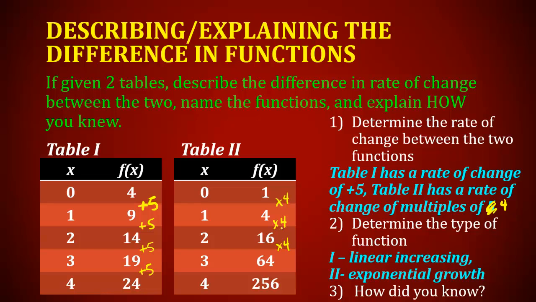And how did you know? Well, in table 1, as x increases by 1, f of x increases by a constant amount. For table 2, we knew it was exponential because as x increases by 1, the f of x increased by a multiple of 4, rather than just increasing by a constant amount. That's what you would write down, because you've got to make sure you have all three of these components to your answer. I only showed two, I discussed the third. But in the example, you'll see it written down, kind of how I want it.